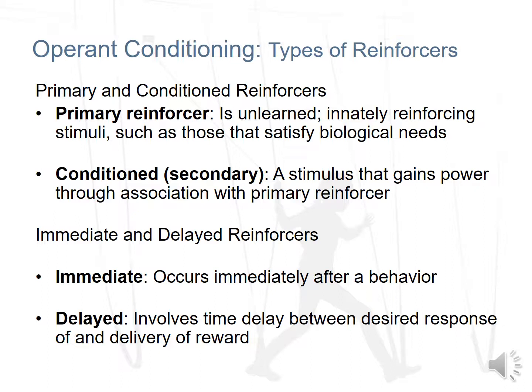Primary and conditioned reinforcers. A primary reinforcer is unlearned and innately reinforcing stimuli, such as those that satisfy biological needs. A conditioned or secondary reinforcer is a stimulus that gains power through association with the primary reinforcer. There are also immediate and delayed reinforcers.